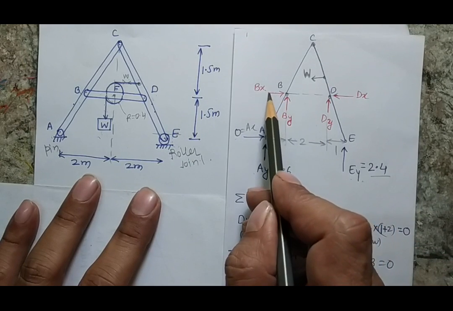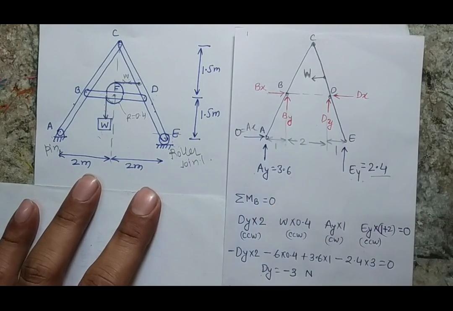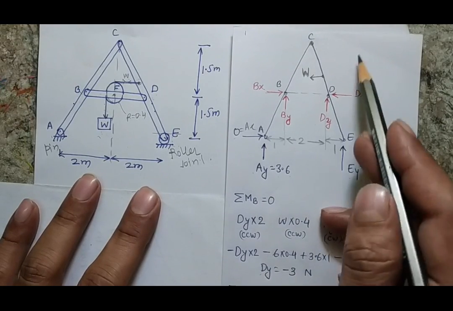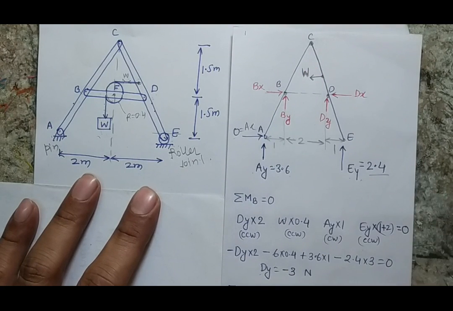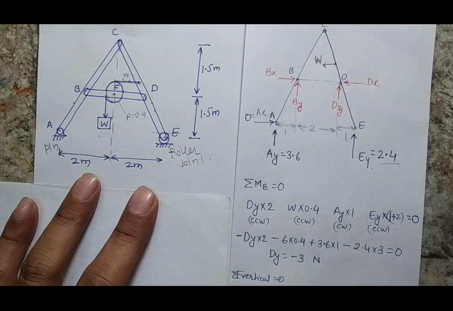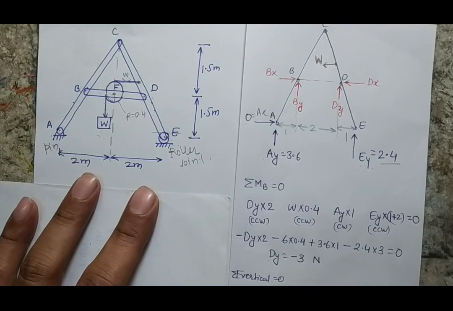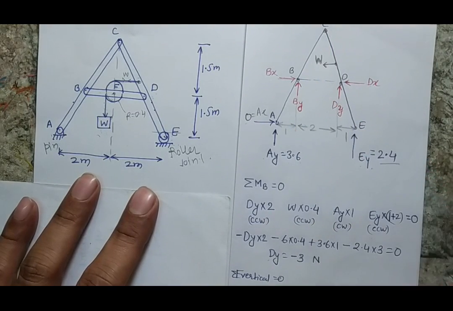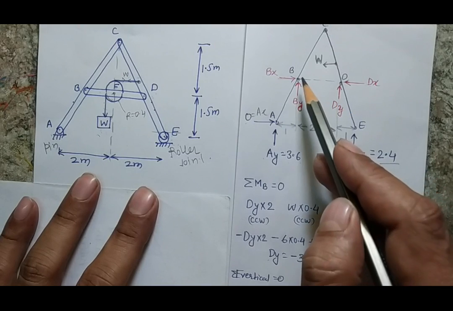I have assumed forces Bx and By in this way, as similarly Dx and Dy in this way. Now, as I have the free body diagram, I have to write the equation for the force balance as well as the moment balance. Now again the question arises at which point we have to take the moment balance. I have the choice to take moment at C, B, A, E, D or anywhere on the body, but I am going to take the moment at point B.